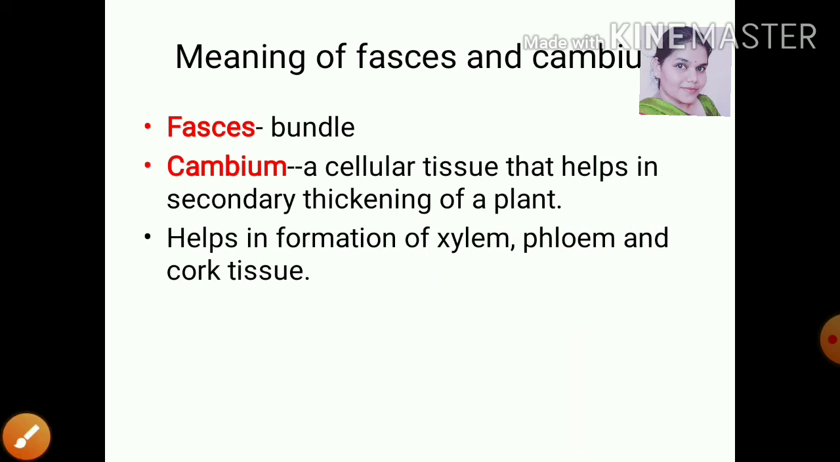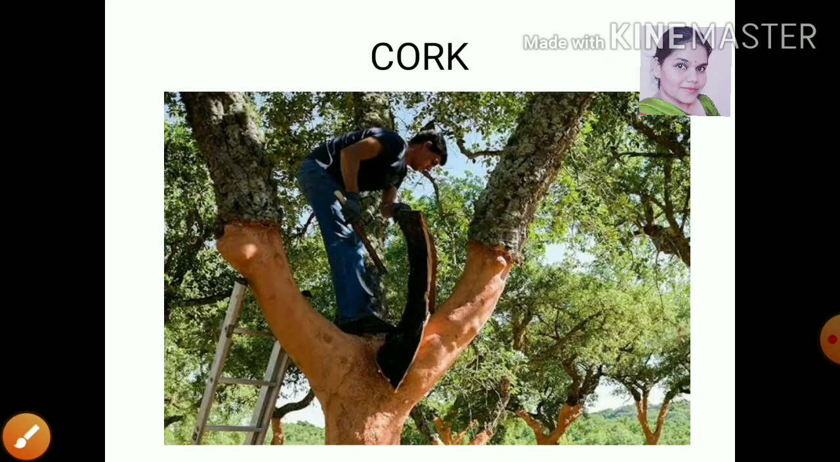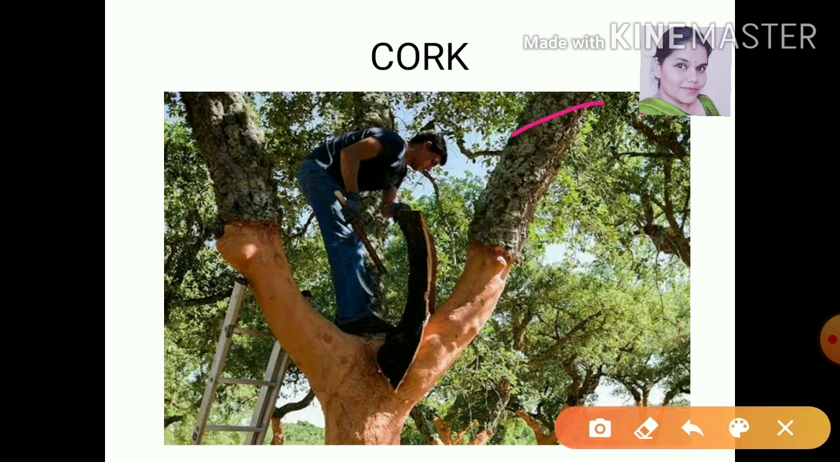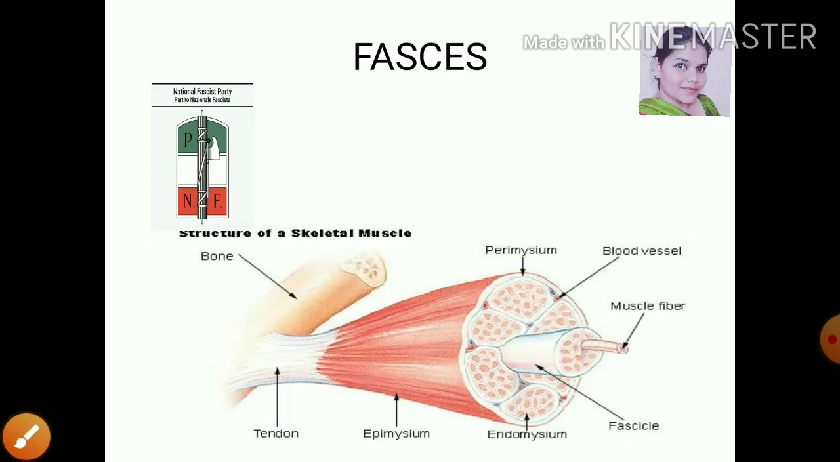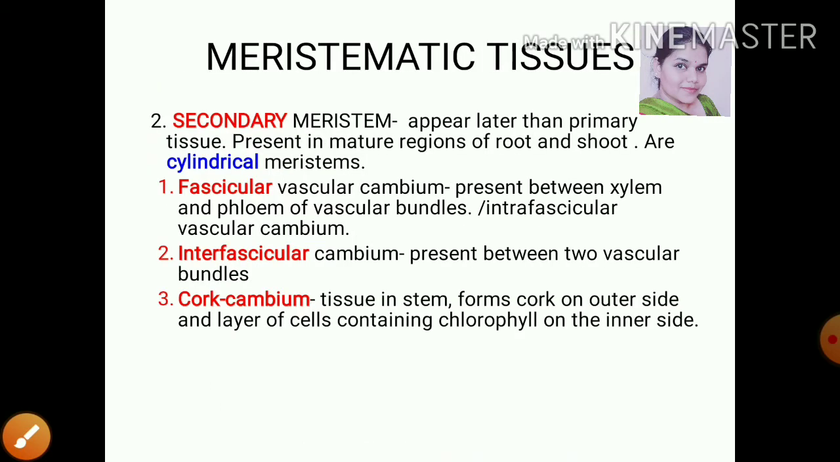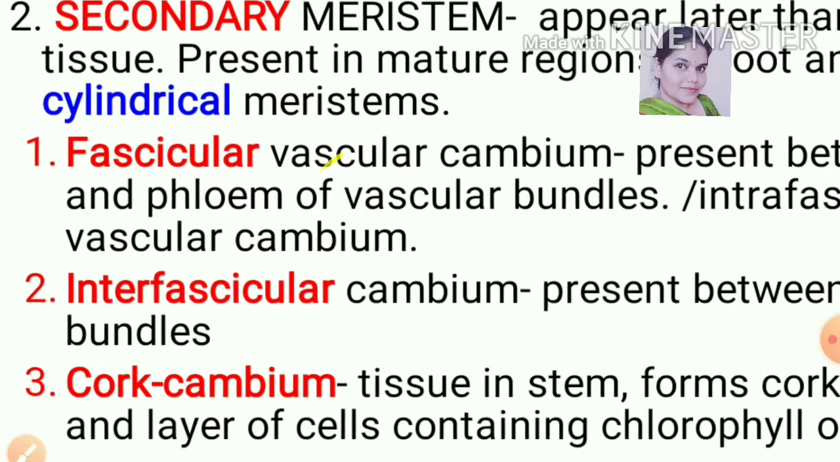Now what is cork? We will see through an image. This is the outermost part of the tree. This woody part is cork. This person is removing the cork of the plant. Okay. Now meristematic tissue is of three main types.